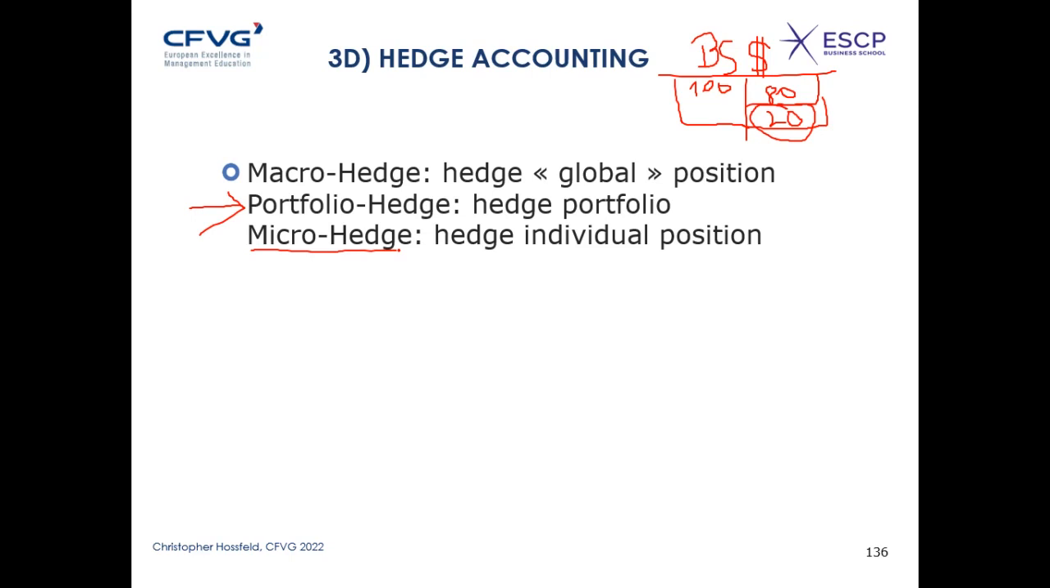Okay, so there's three forms: macro, portfolio, micro hedge, three forms of hedges. However, we cannot necessarily apply hedge accounting on all of these, because hedging is an economic decision and transaction, and you can do whatever you want. Hedge accounting, on the other hand, is a special accounting treatment that is reserved for exceptional situations, and therefore the accounting standards define in which situations I may be allowed to use hedge accounting.